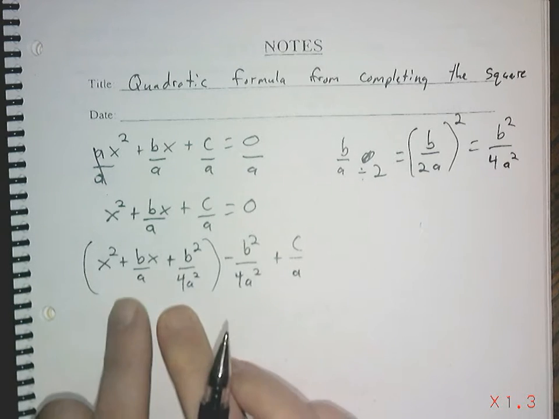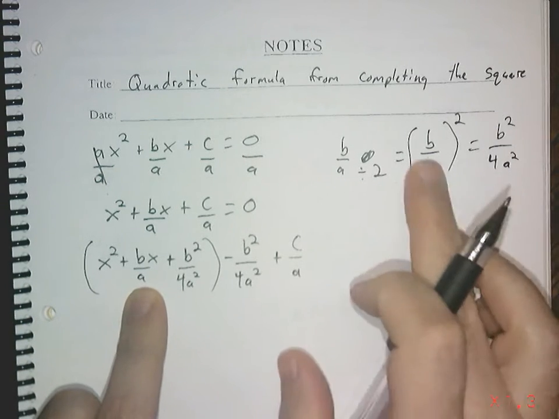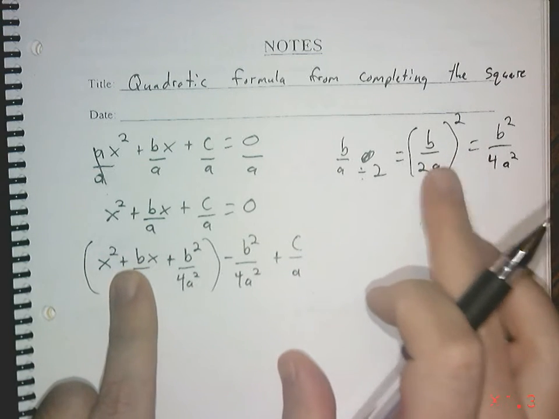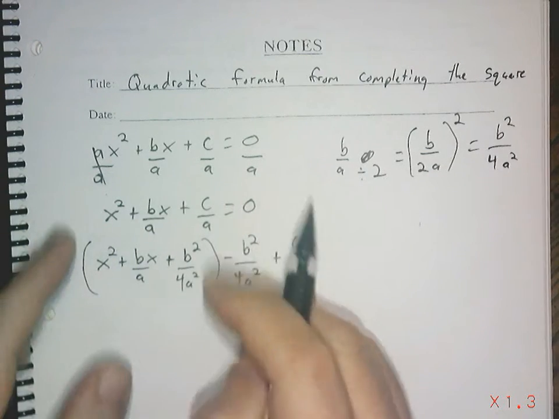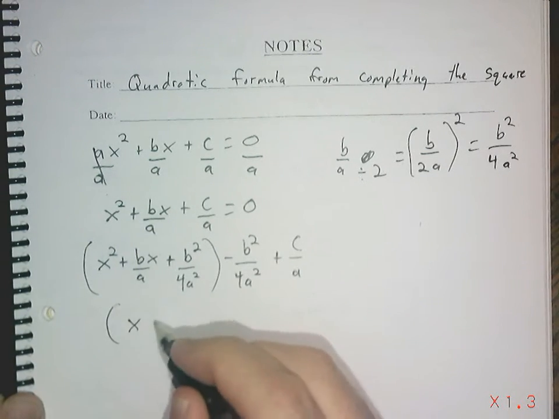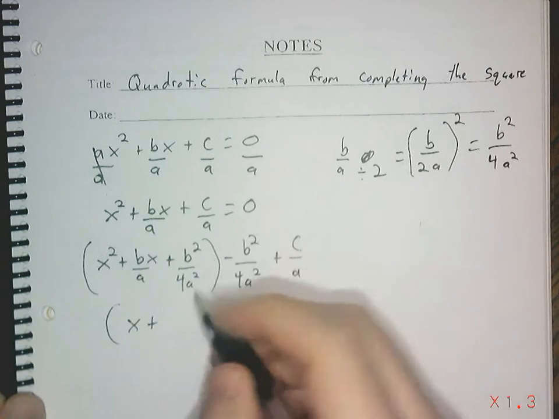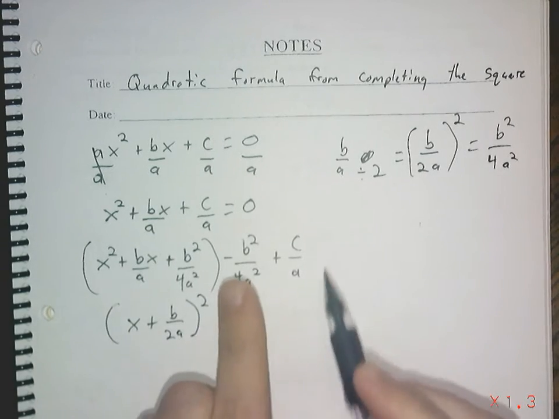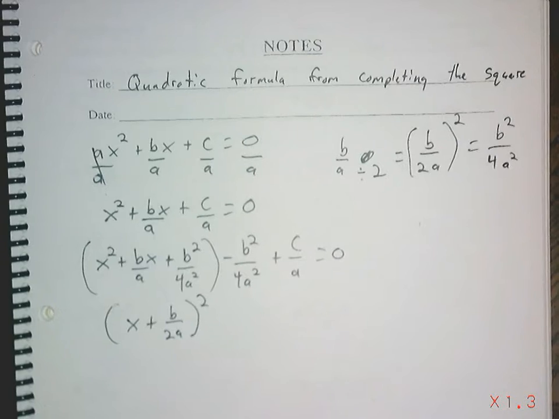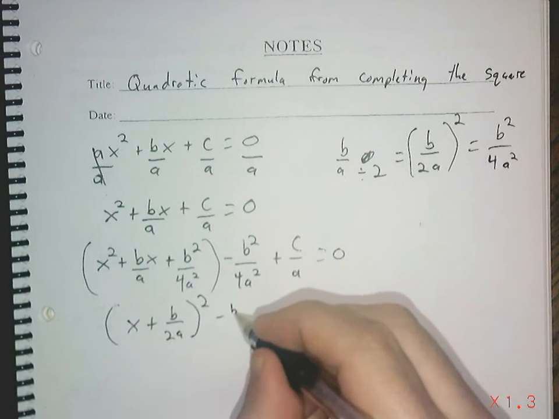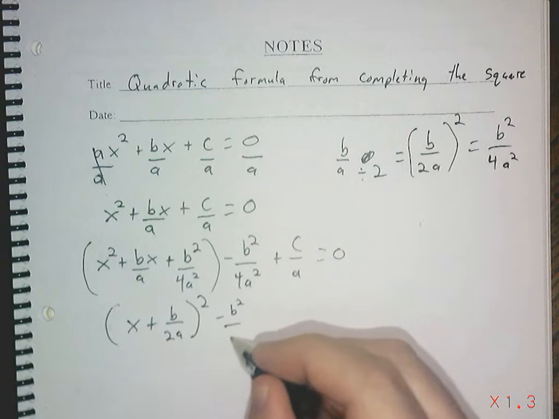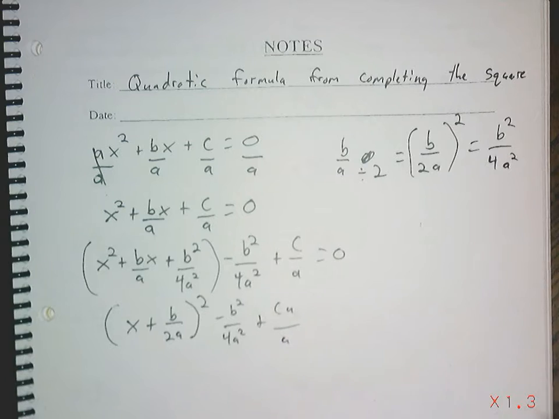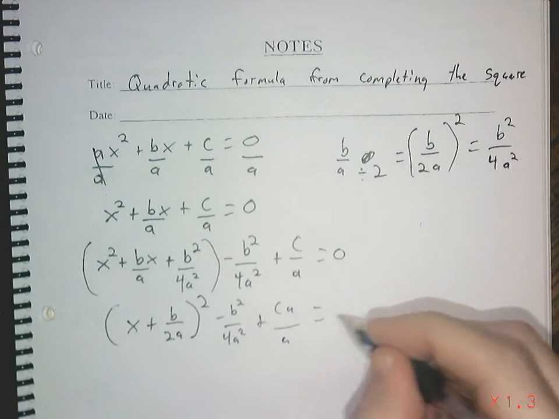Now, this is going to factor down to the number that I squared, right? It'd be plus, because that's the sign of the number in front here, plus this number. So I could factor everything in parentheses here down to x plus b over 2a, squared. But then I've still got all these terms, and that was equal to 0 still, right? So I've got these terms in front here, negative b squared over 4a squared, and then plus c over a, okay, is equal to 0.